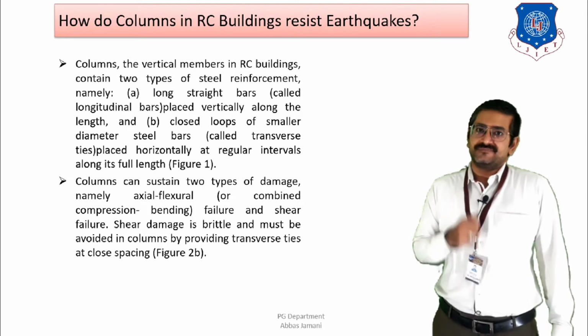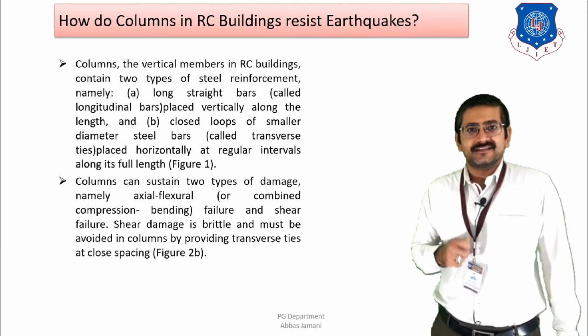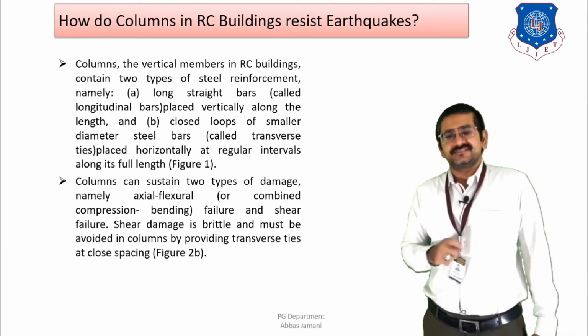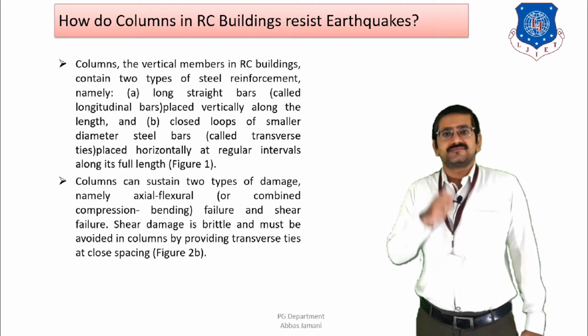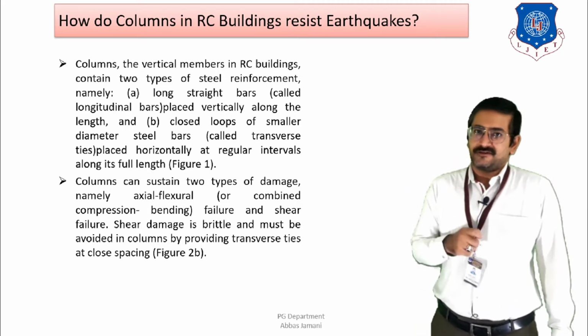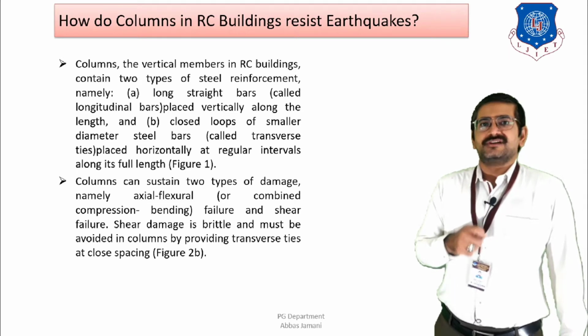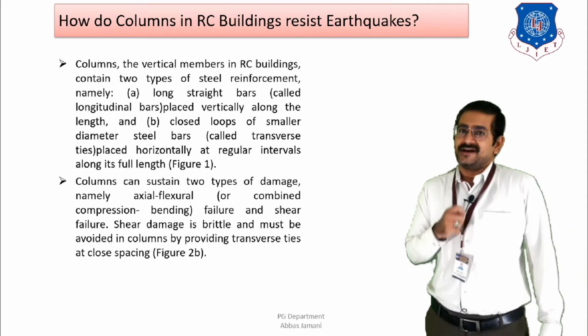Just like in case of beams, we saw that two types of failure were there. First is flexural failure, second is shear failure. Similarly in case of columns also, first we understand the pattern of failure, and then based on the pattern of failure we'll be able to detail our element in a better manner.